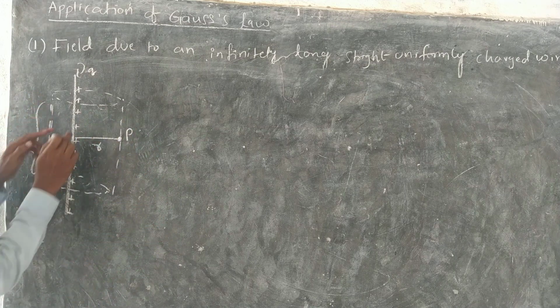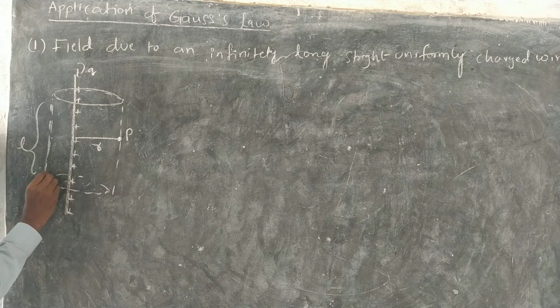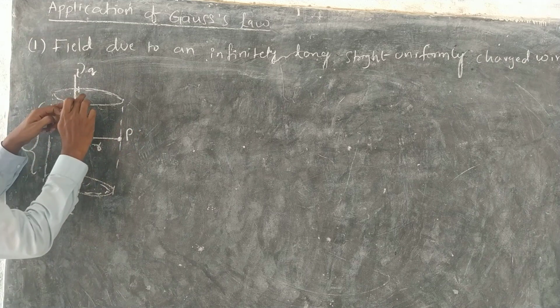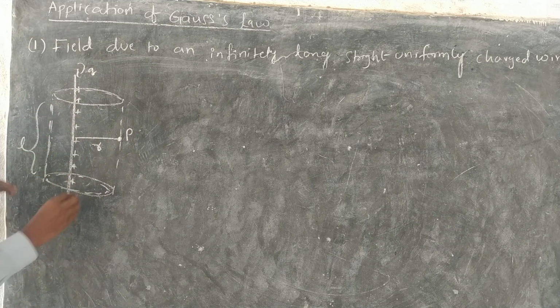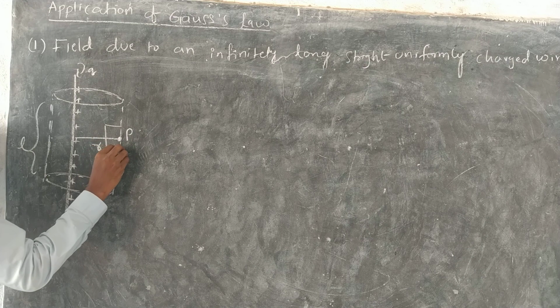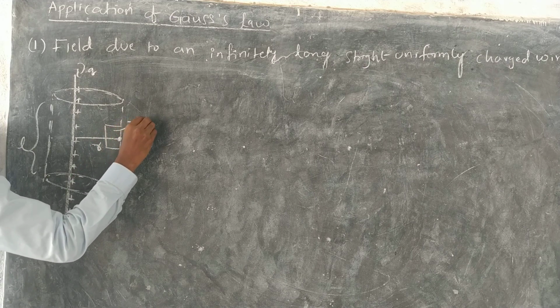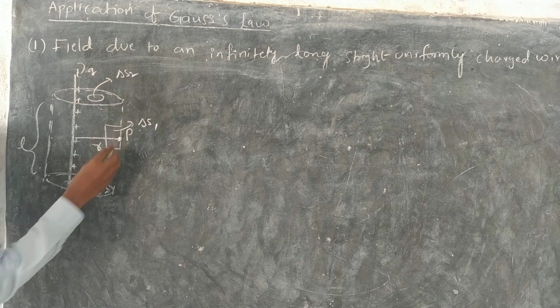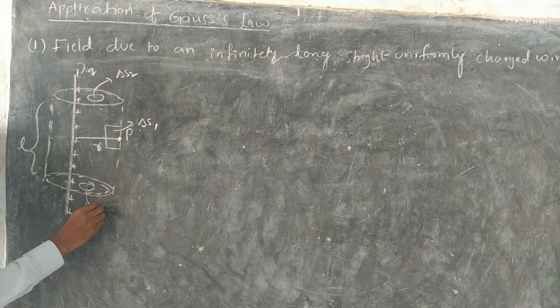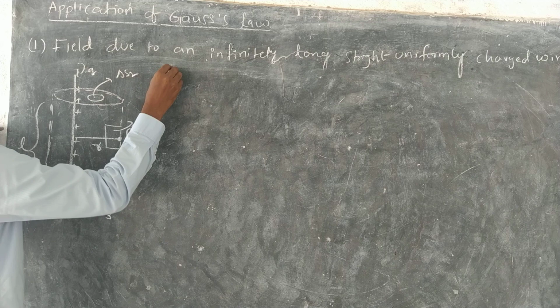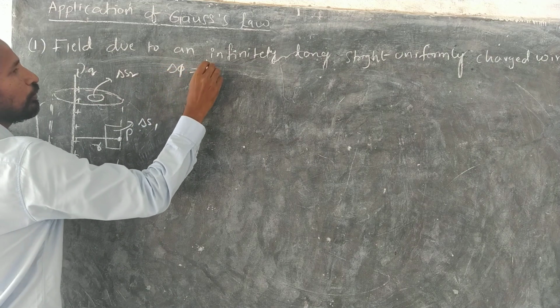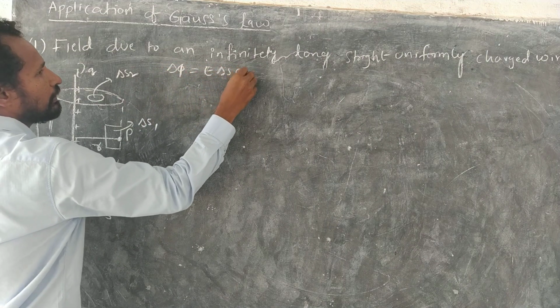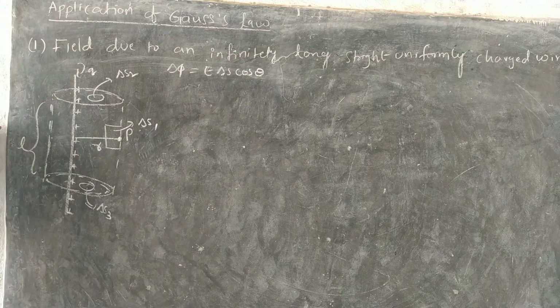Now, next we need to find the flux through this Gaussian surface. This is a cylindrical surface and these are circular areas. In total we have three areas: one is the cylindrical surface area, and the top and bottom areas. To find the small flux, we need to construct small areas. This you take as delta S1, the upper circle as delta S2, and this is delta S3. The small flux formula is delta phi is equal to E delta S cos theta.